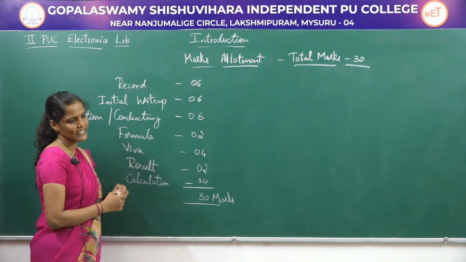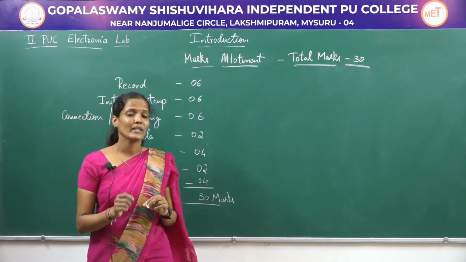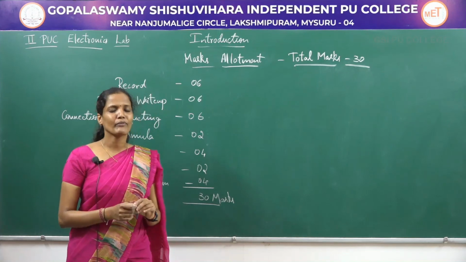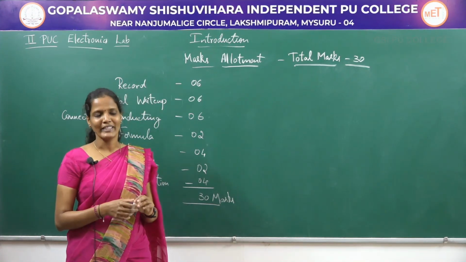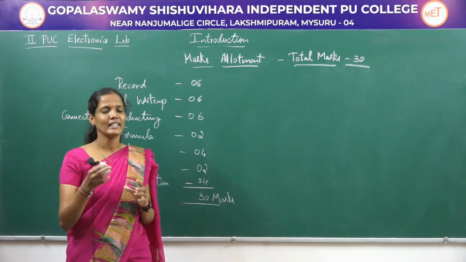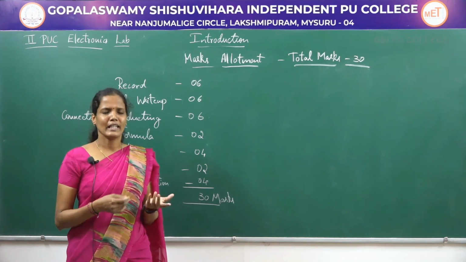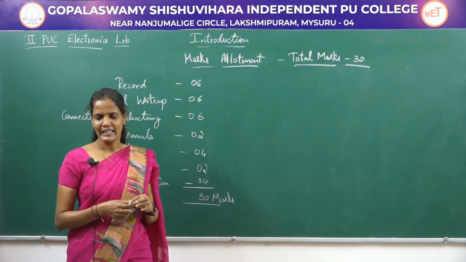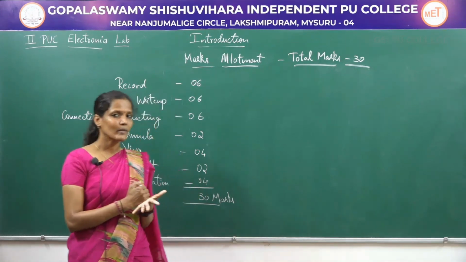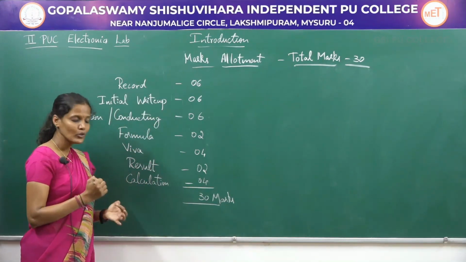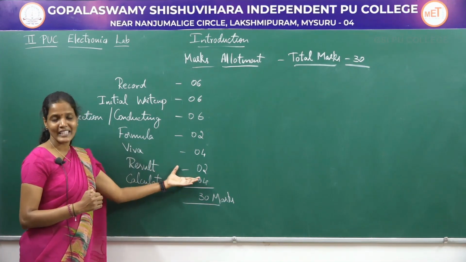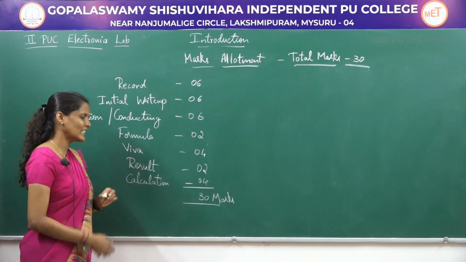Regarding the result, I told you the result block must not be filled beforehand. After conducting the experiment, you have to fill the result block. If you are mentioning any quantities, then you have to measure them with units. If you are writing voltage, then its unit is volt. If you are writing any measurement of current, then ampere is the unit. So writing the units is very important. If you are not writing the units for whatever you have measured, then you will not get the complete 2 marks. And the last one is calculation.